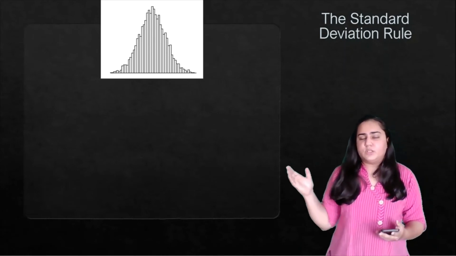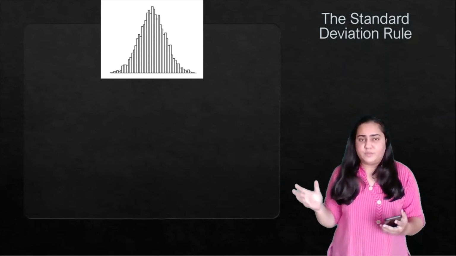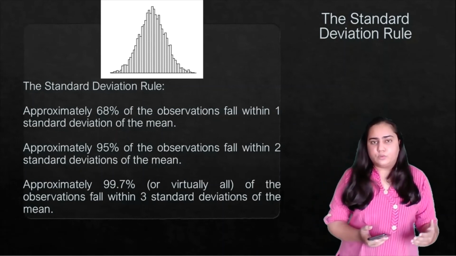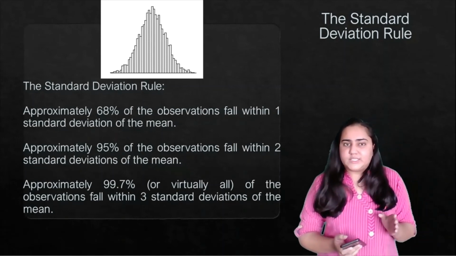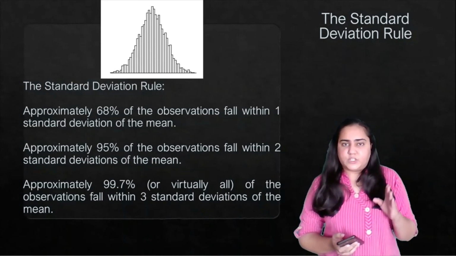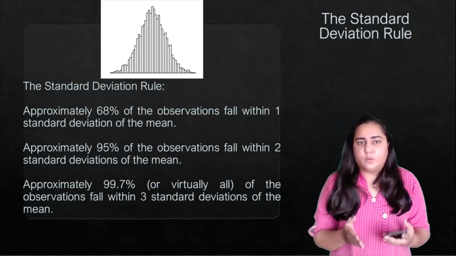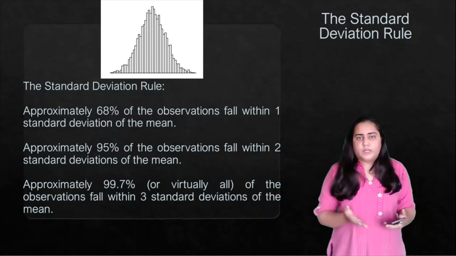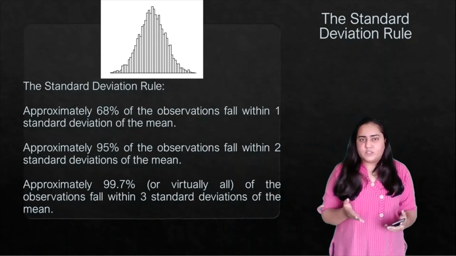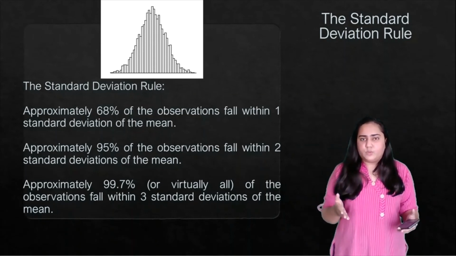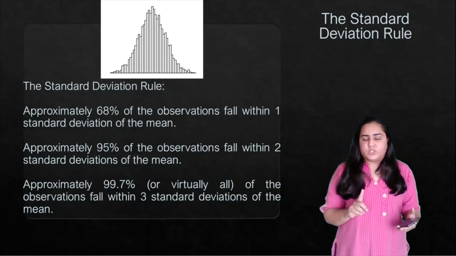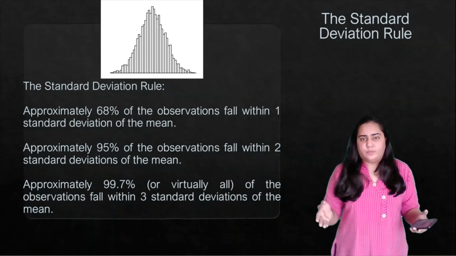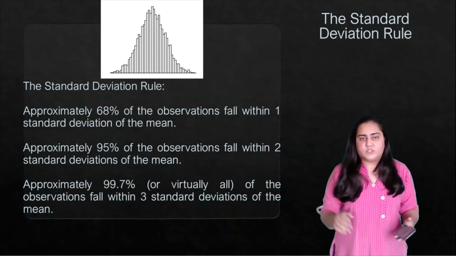Now, if you have this type of graph or something similar, then you can use the standard deviation rule, which says that approximately 68% of the observations will fall within one standard deviation of the mean. Your mean is 9, so 68% of your data will fall between 9 minus 4 and 9 plus 4. So 68% of data will fall there.